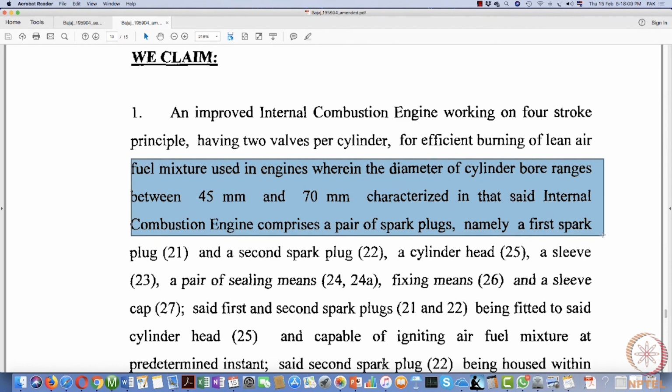So claims can be amended till they are granted. The patent office offers multiple opportunities for a patent applicant to amend the claims, and this claim actually got into a litigation. This got litigated in a case before the Madras High Court.